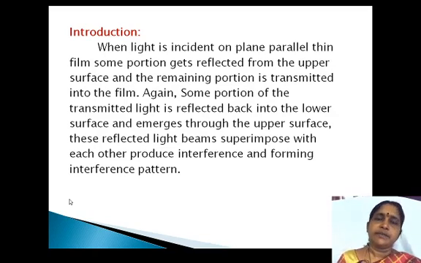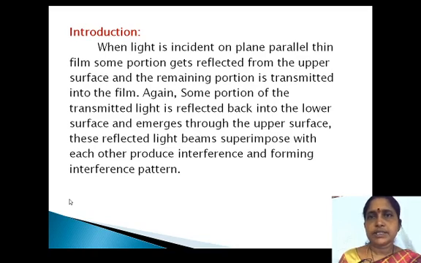One light ray is reflected by the upper surface, one light ray is reflected by the lower surface. These two reflected light rays superimpose at a point. From that superposition point, the intensity changes as maxima and minima. At maxima intensity, bright fringes are formed. At minima intensity, dark fringes are formed.